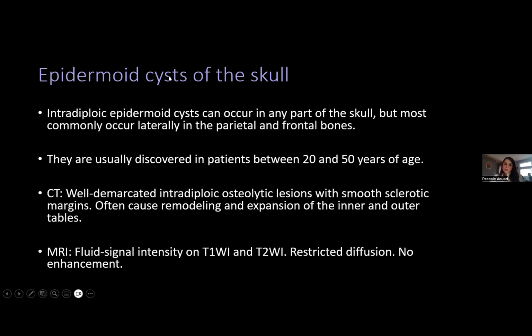So epidermoid cysts in the skull, when they are within the diploe, can occur in any part of the skull, but most commonly they occur laterally in the parietal or frontal bones. And they are usually discovered at a later age during early adulthood between 20 and 50 years of age. On CT, they appear as well-demarcated intradiploic osteolytic lesions with smooth sclerotic margins. And often they cause remodeling and expansion of the inner and outer tables.